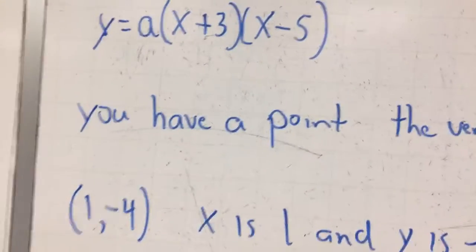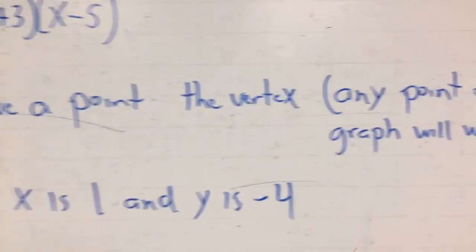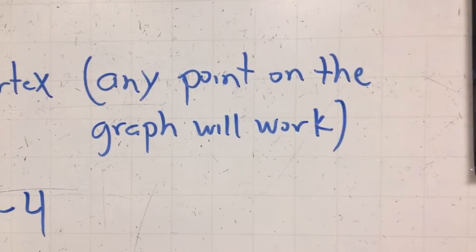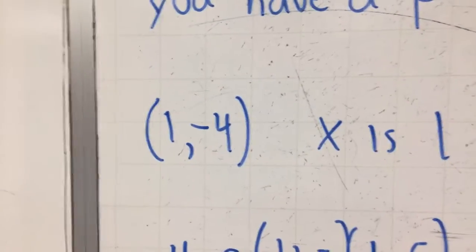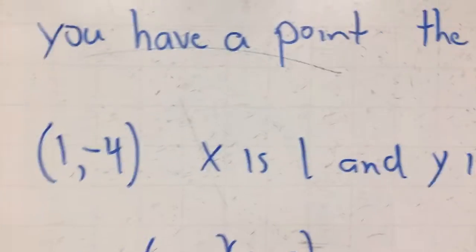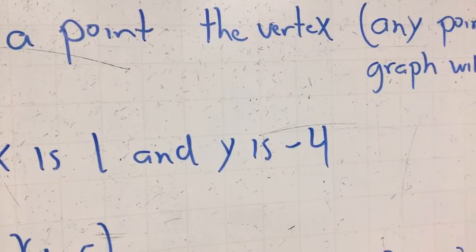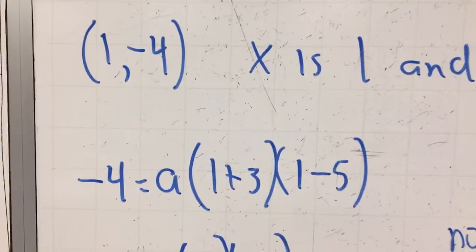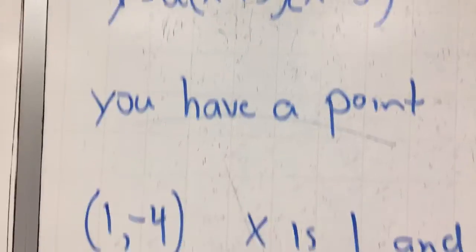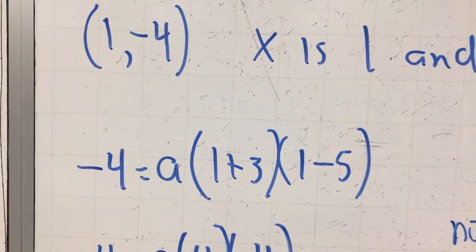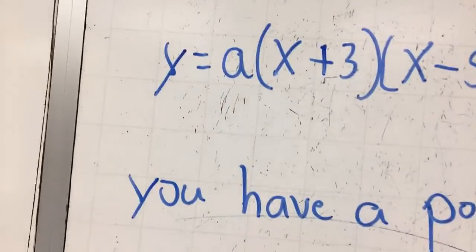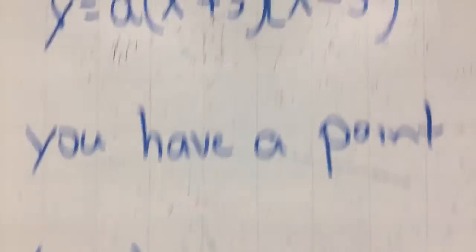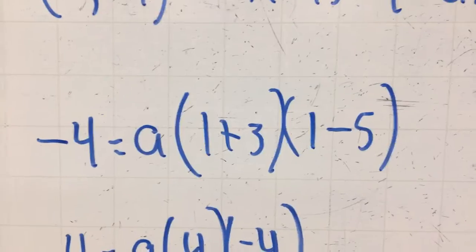Now, you have a point. We have the vertex, right? And any point on the graph will work, but we have the vertex, so let's use it. The vertex is (1, -4). x is 1, y is -4. You have this, you have that. Plug the y and the x in. -4, notice y is -4. See that y right there? Jam a -4. You see those x's and that x there? Jam a 1.